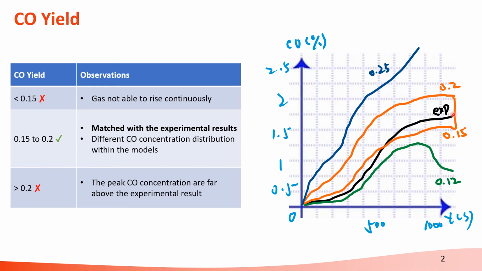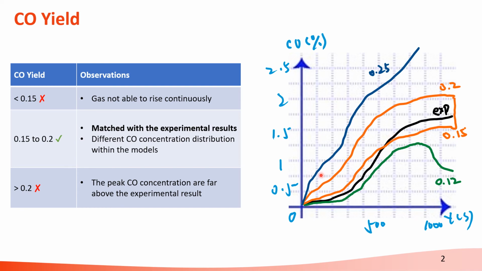The error is acceptable. This is because the smoldering phenomenon is very uncertain in real life, so it is acceptable. So 0.15 to 0.2 CO yield matches the experimental result.